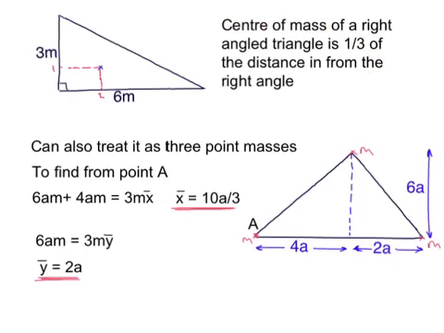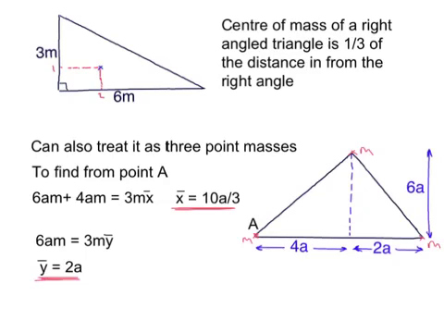Right, centre of mass. Now we're looking at right angled triangles. If we've got a right angled triangle, the centre of mass of our right angled triangle is 1/3 of the way in from the right angle. There you go. So 1/3 of 3 is 1. 1/3 of 6 is 2. Boom, done. Easy.